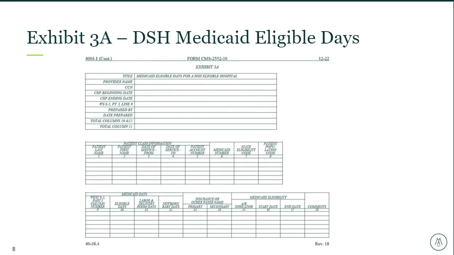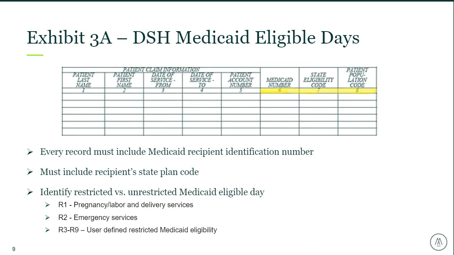So here's a copy of the new Exhibit 3A. Previously, the requirement was some demographic information and a number of the days for each patient that tied back to S2. So you can see that CMS has really expanded what they want to see with the DSH listing now, as there are now 18 columns for each record. And so let's look at these new columns a little bit more closely.